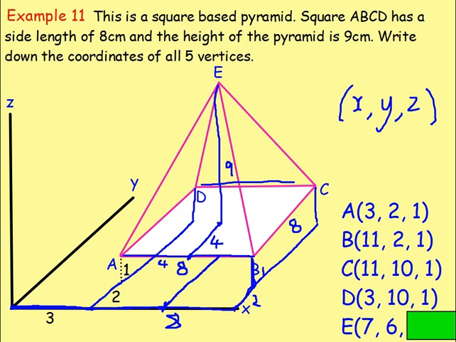And once we've done that, if we know we go up 1 centimeter, it takes us to the bottom of the pyramid, but the pyramid is 9 centimeters tall, so it's the 1 centimeter to get to the bottom of it, plus the 9, which is the height, which gives us 10 centimeters. So what we've got is that being 7, 6, 10 for point E. That is as tricky as you would ever get it.